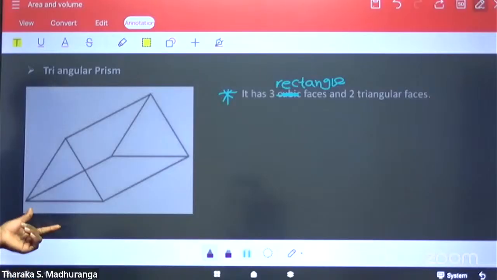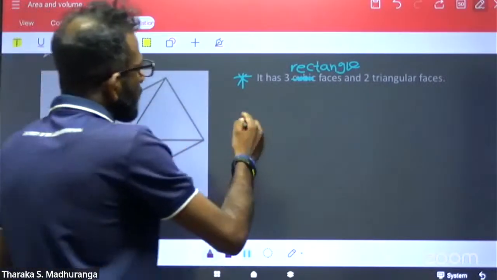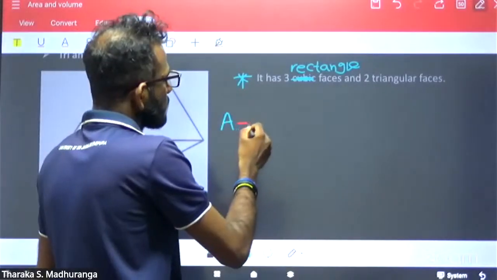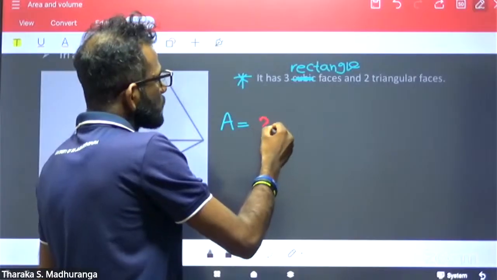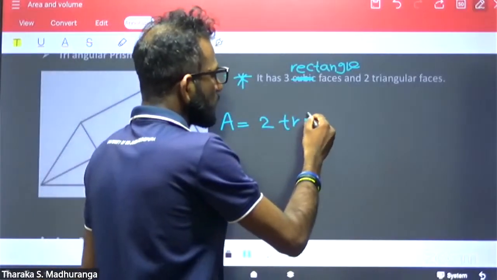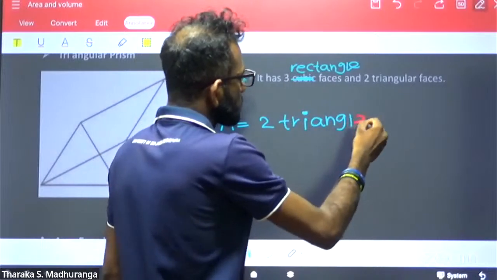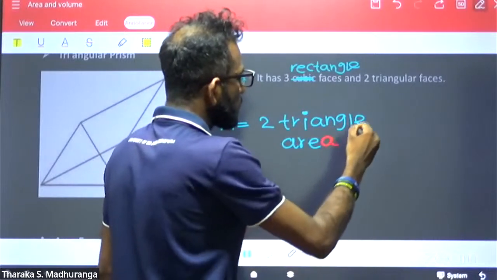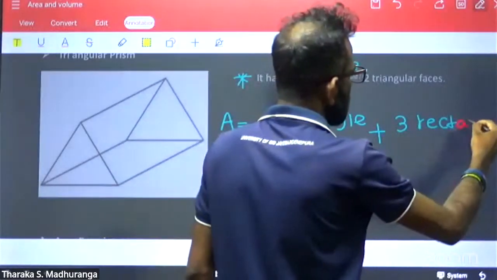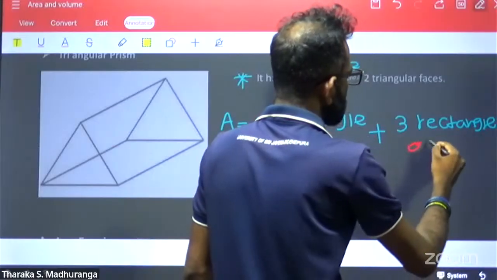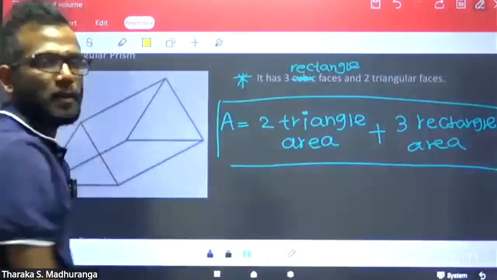Okay, draw a prism and write down the area equal to triangle area. You can get it separately, there is no specific equation. Now you already know how to get the triangle area, plus 3 rectangle areas. This is the equation. Simple.